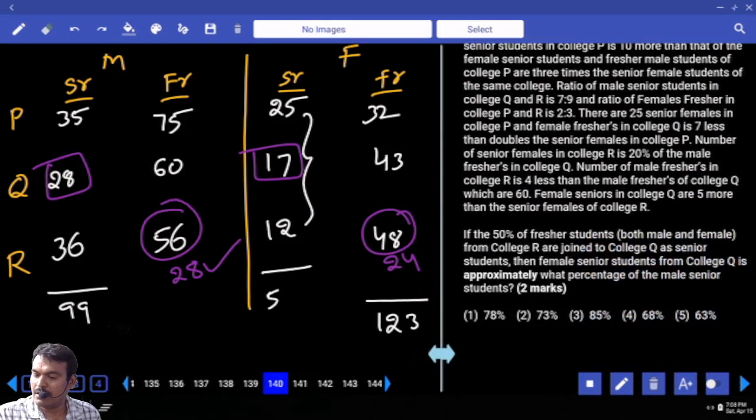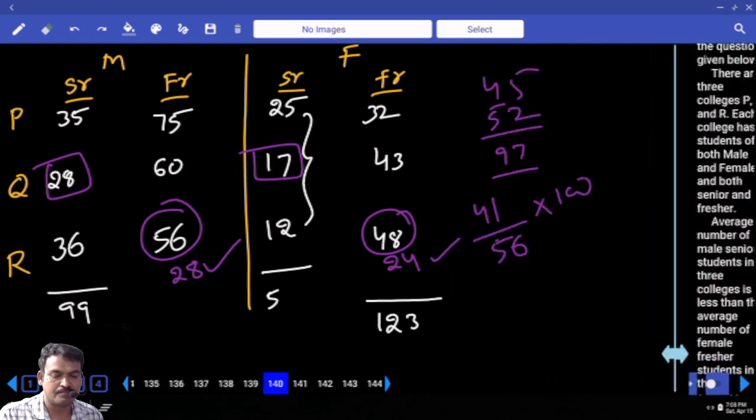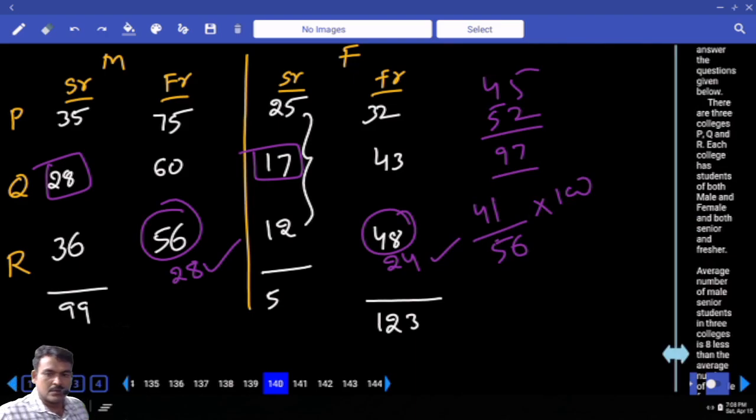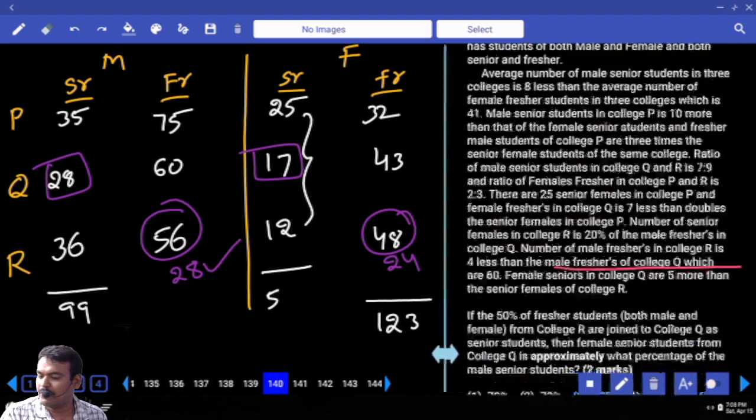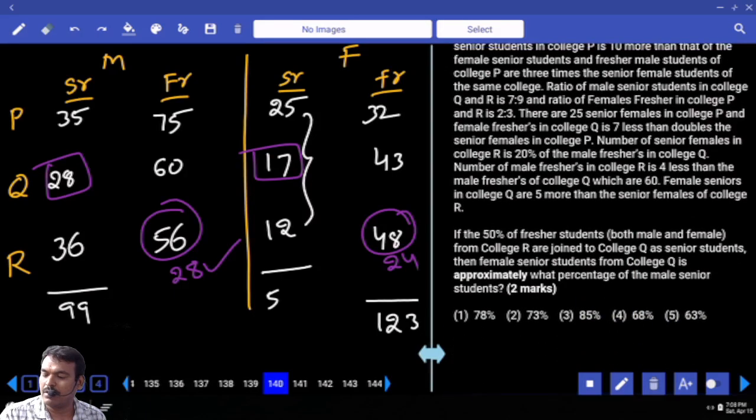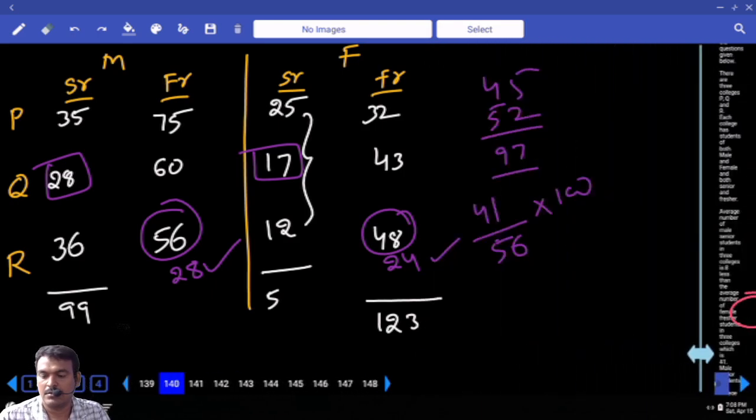What is the question here? Female senior students from college Q. 41 by 56. What is the 10? 41 by 56 is almost closer to 80%. What is the nearest value? 78%. What is 80% of 56? 48.8. It is less than 80%.